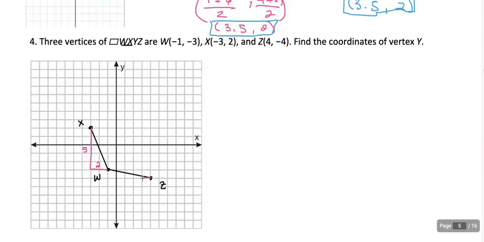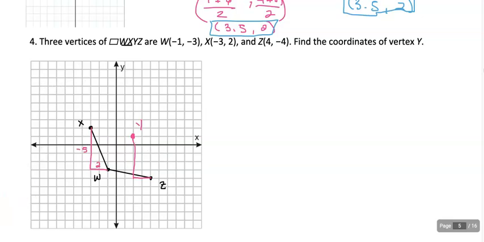So let's check this out. I go 1, 2, and then up 5. 1, 2, 3, 4, 5. So this should be Y here, right? And by doing that, I made sure that these two, XW, have a slope of negative 5 over 2.